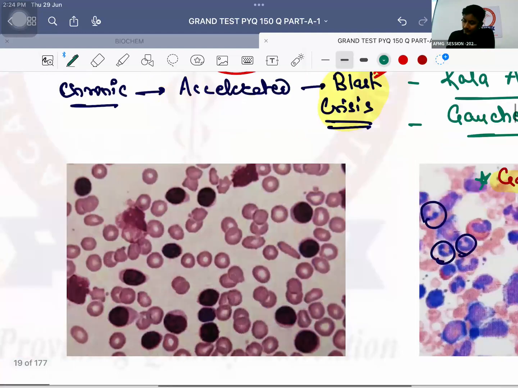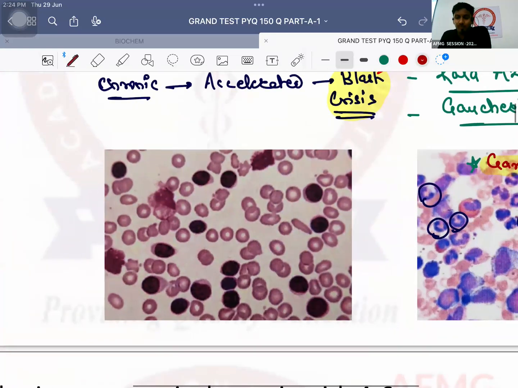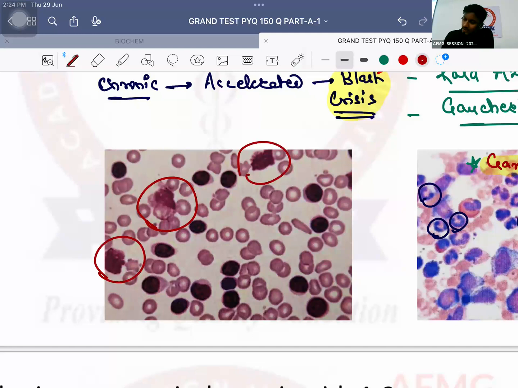Whereas this is a bone marrow biopsy or peripheral blood smear of which condition? Anybody? What are these cells called as? Very good. It is a peripheral blood smear or a bone marrow biopsy of CLL. What is CLL? Chronic lymphocytic leukemia.